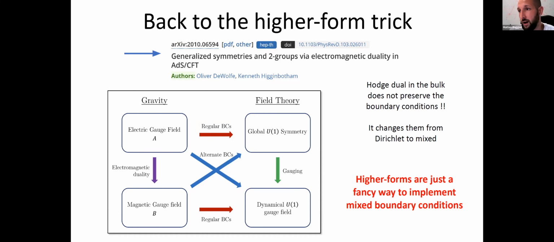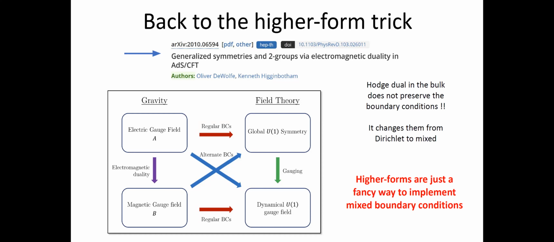So if we go back to our doubt, we know that the Maxwell action with Dirichlet boundary condition gives rise to an external gauge field on the boundary. But then these people show that if you actually put a higher form, which is just a Hodge dual in the bulk, you get a dynamical gauge field on the boundary. So how can that be? And the answer is given very precisely in this paper.